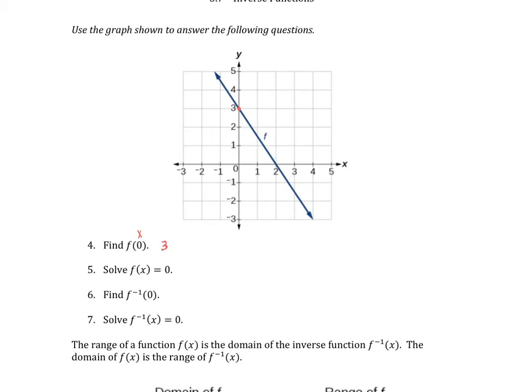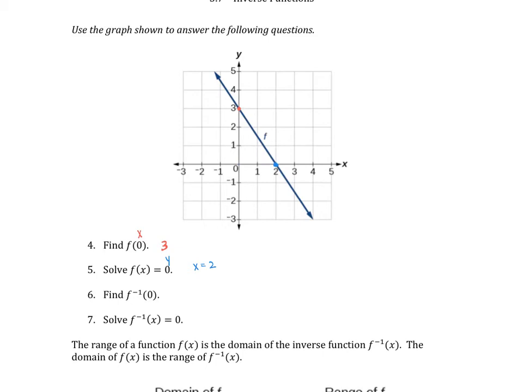Number 5, we have solve f of x equals 0. So this is in the place of y. So now it's saying if y is 0, what is x? Right here, x would be 2. Okay, so x would be 2.